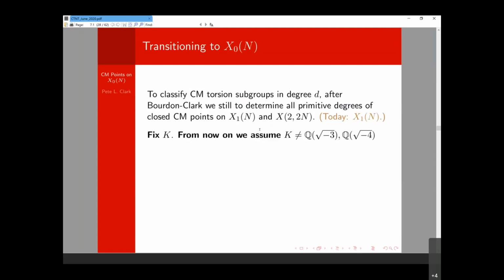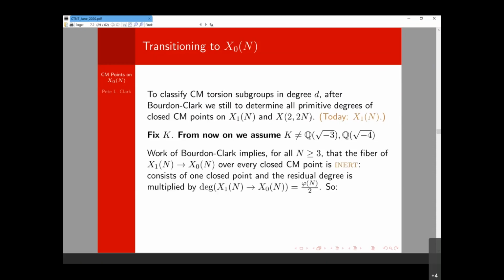And so now I'm going to make an important simplifying assumption that K is neither of these two fields, which maybe your two favorite imaginary quadratic fields, or maybe your two least favorite imaginary quadratic fields, depending upon what you're doing. I should say that for all the work described above, we were not making this simplifying assumption, and you have to do more work in order to get those cases out of it. But for the work that I'm going to describe below, at least in the way that I'm describing it now, I am making use of that simplifying assumption.